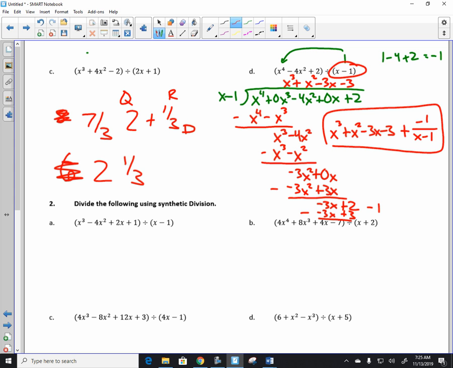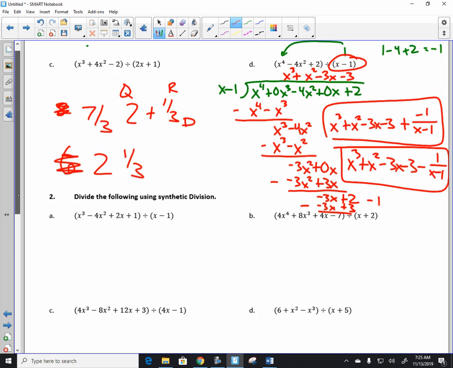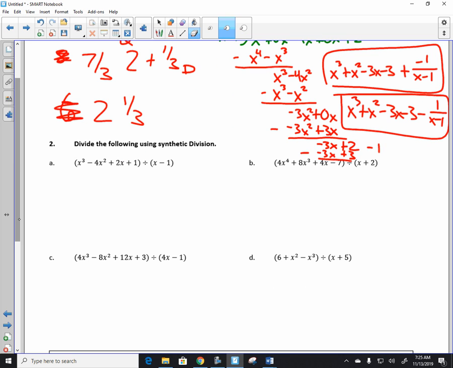Now, obviously, you have the negative 1, so you write it as x cubed plus x squared minus 3x minus 3 minus 1 over x minus 1. So there is value to that in dividing polynomials as we move forward. So you need to be able to know how to do long division. That's part of your assignment today.